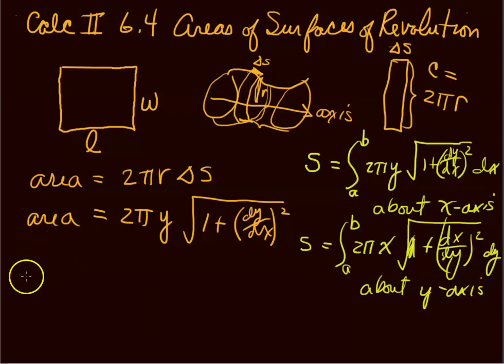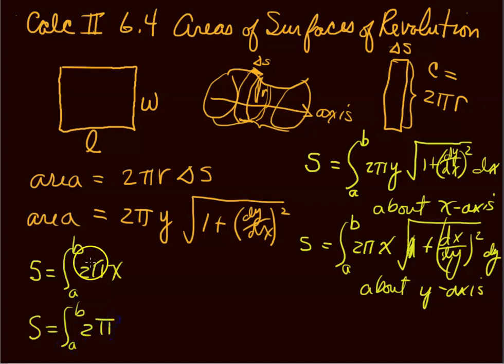Now, we do have two forms. The third form comes in two parts. This uses the parametric equations. You can have 2 pi x or 2 pi y. How do you know the difference? Once again, it's a little bit backwards. The 2 pi x is about the y-axis, and the 2 pi y is about the x-axis.